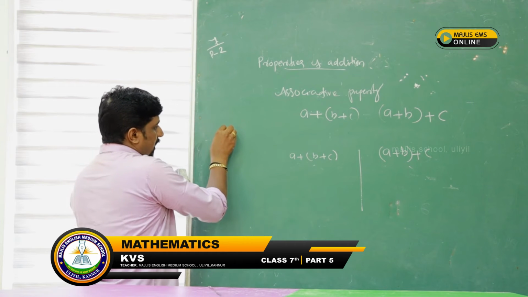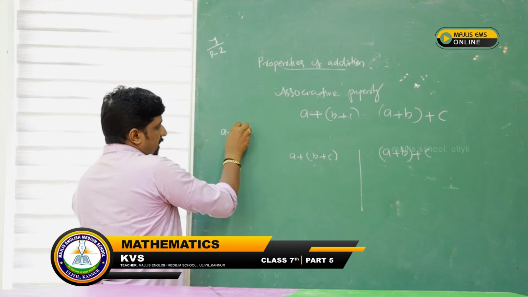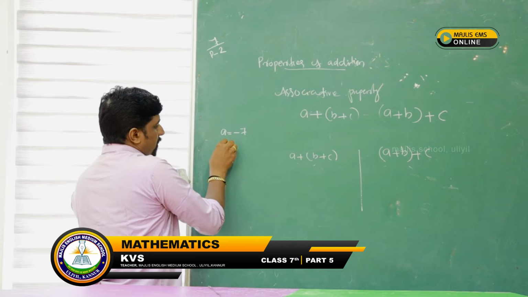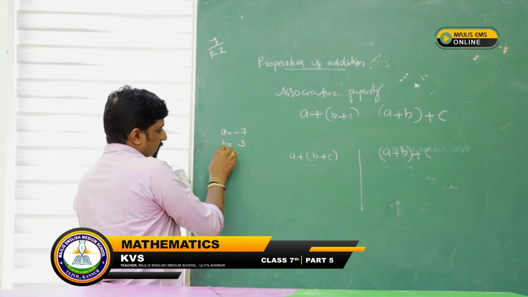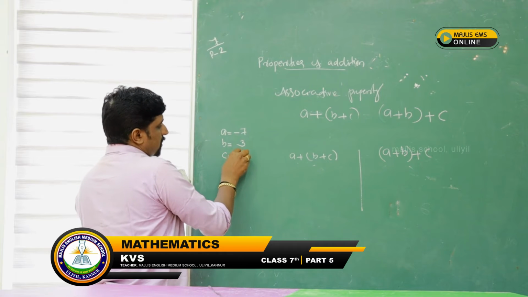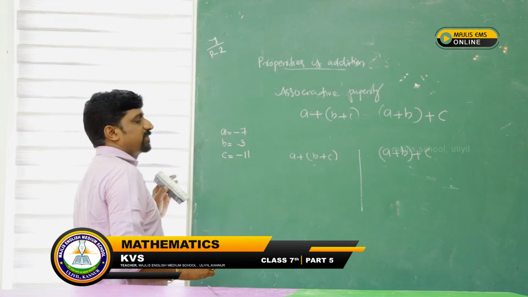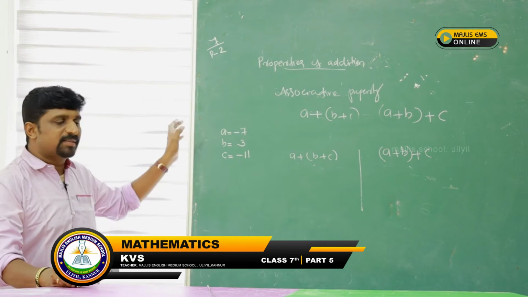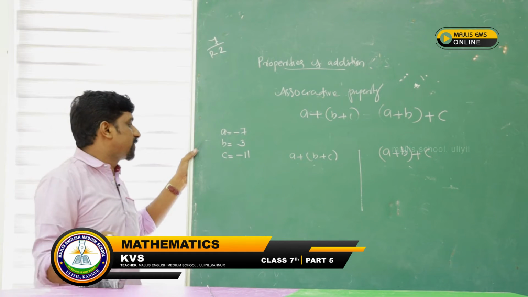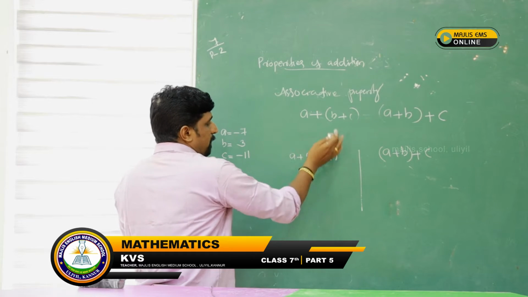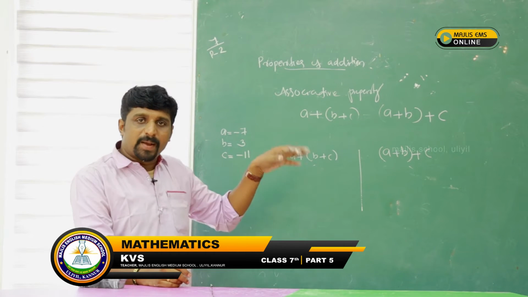So you can take A equal to minus 7, B equal to 3, C equal to minus 11. We can verify the associative property. Just we can explain. First one: (A plus B) plus C equal to A plus (B plus C).